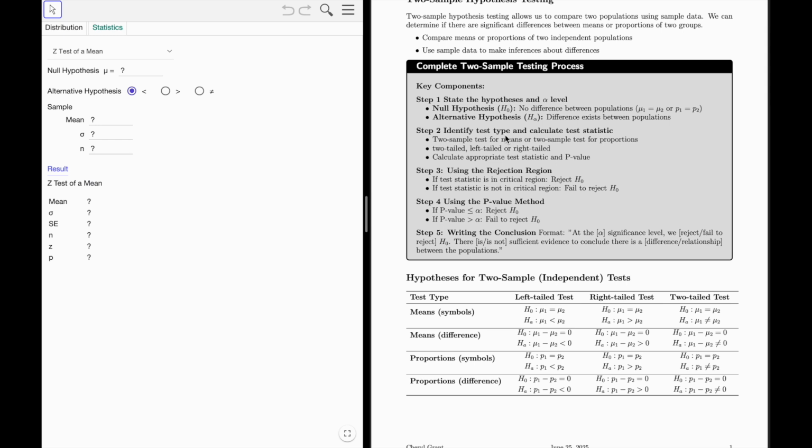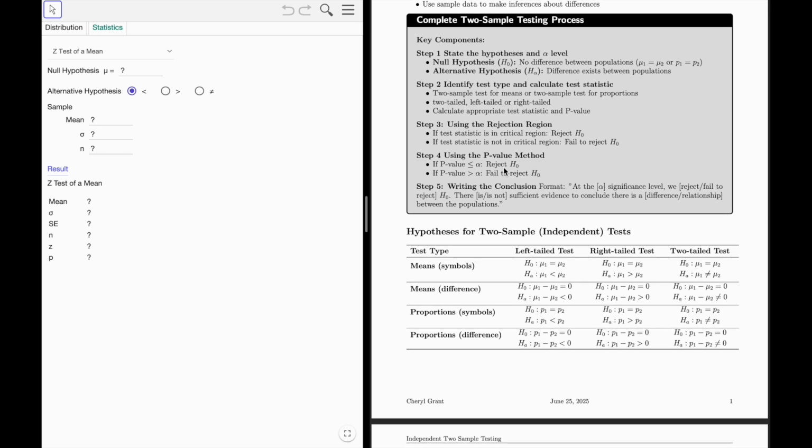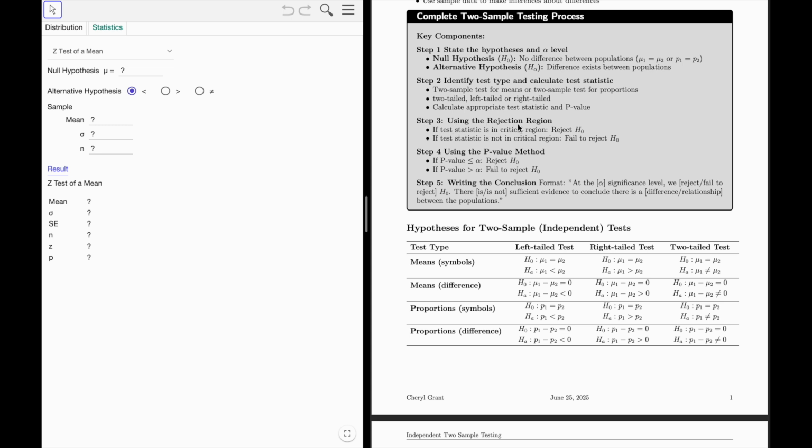All right, so just a quick review. All of the 5 steps are the same. Step 1 is state the hypothesis and alpha level. Step 2 is identify the test type and calculate the test statistic. Step 3 is using the rejection region. Step 4 is using the p-value method. And then step 5 is writing your conclusion.